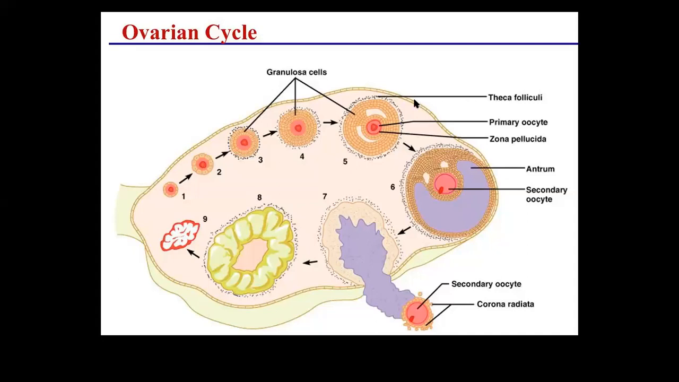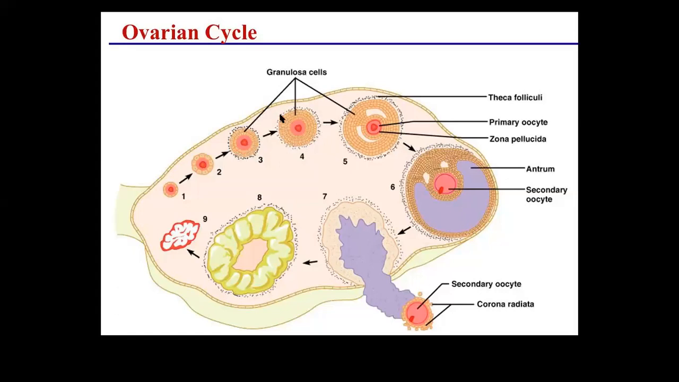Now there are two layers for this theca: theca externa and theca interna. Theca externa is the outer covering, which is more or less fibrous. Theca interna is cellular. It contains cells which support these granulosa cells. So that is the first change which is happening in this secondary follicle. Now this is no more a primary follicle, it became a secondary follicle.